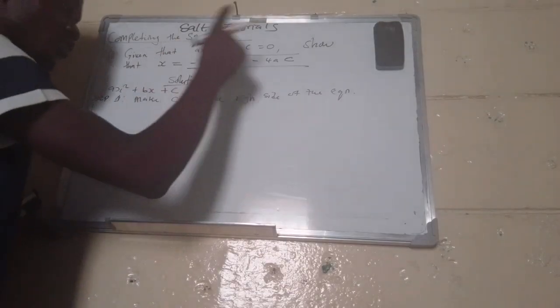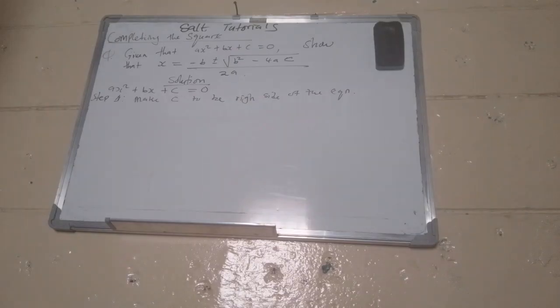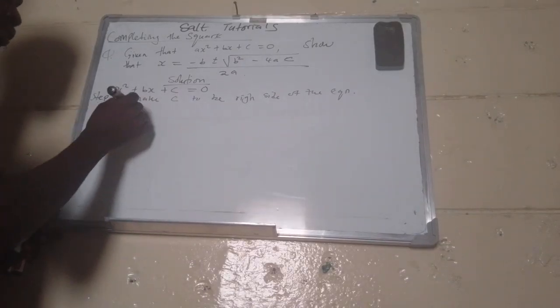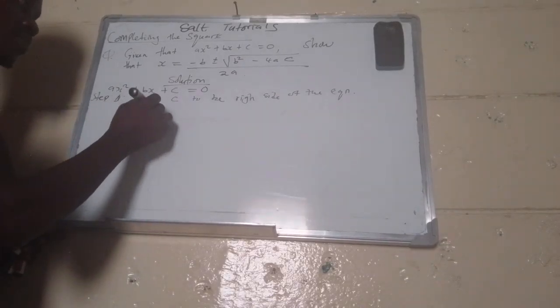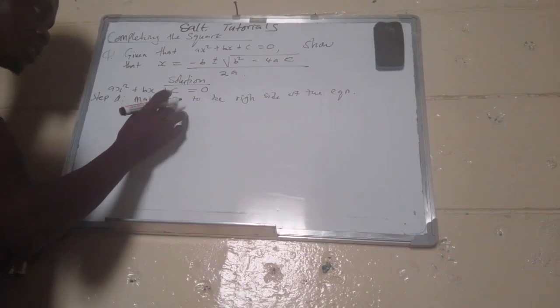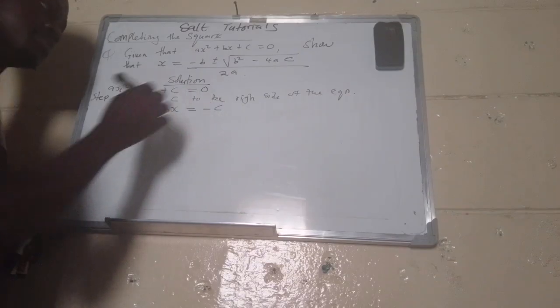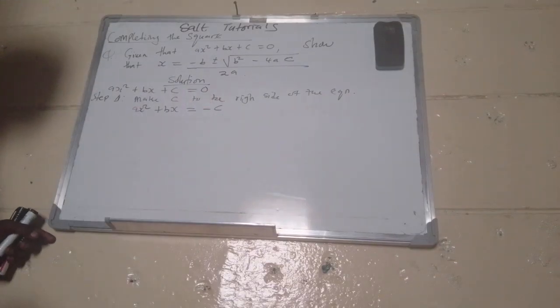It means that c should cross over and go to the other side because it is the only constant value without the x in this case. We're trying by all means to find the value of x. So since c is the only constant value without the x, c can cross over to the other side. When c crosses over, I'm going to have ax squared plus bx equal to what? Negative c. Are we okay?